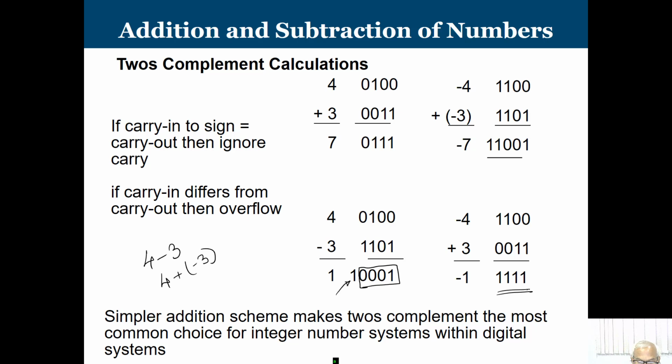Now, what will happen? Subtraction is becoming easy when we use the 2's complement number representation. In case of subtraction, we can simply use the addition operator. So, in this case, if carry in and carry out are the same, then ignore the carry. Okay. If carry in is different from carry out, then overflow. So, we will see what this overflow means.